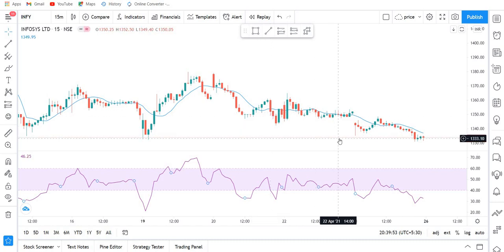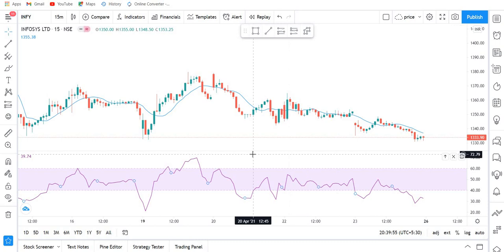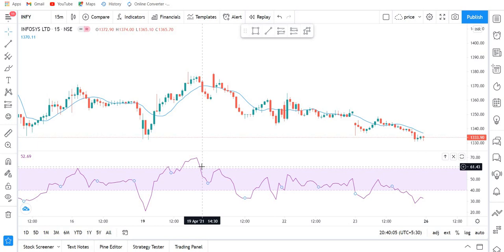Let me first tell you the shorting criteria. The shorting criteria is when RSI crosses the 60 level from above. Here you can see the 60 level, RSI should cross the 60 level from above, and the candle at that time should close below the 10 SMA. Here you can see the RSI has crossed the 60 level somewhere here, and this candle has closed below the 10 SMA. So here we can easily short and we can book the profit easily.